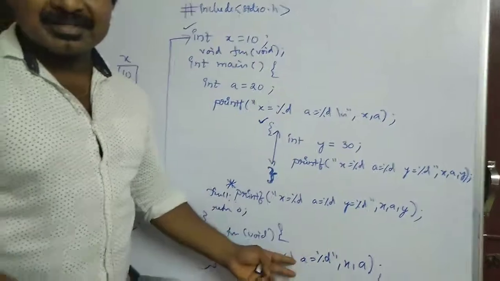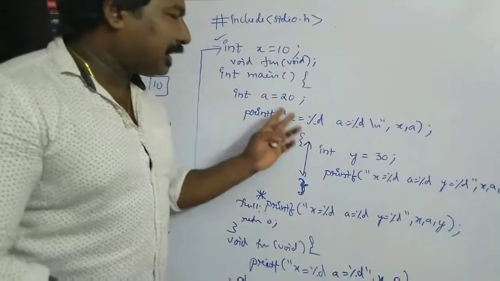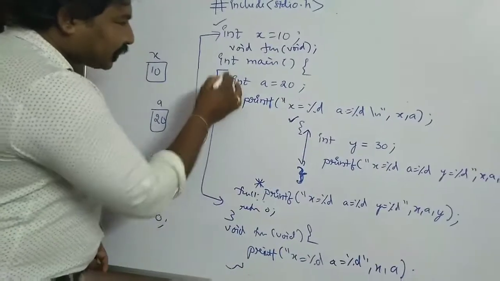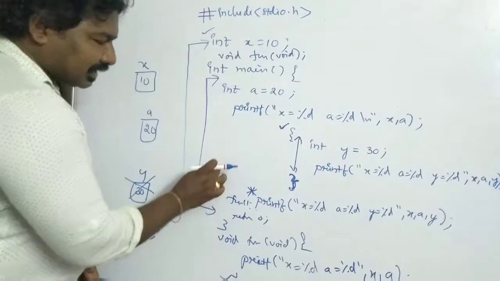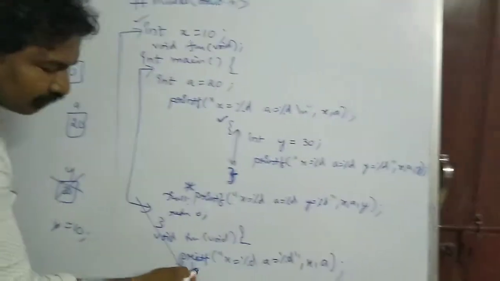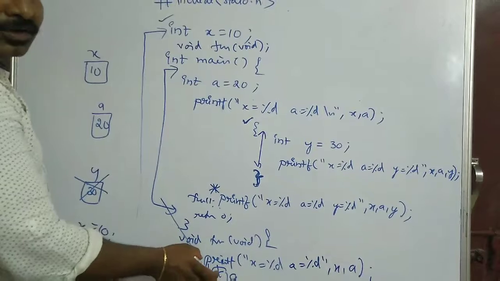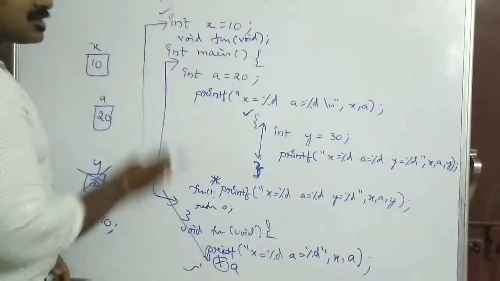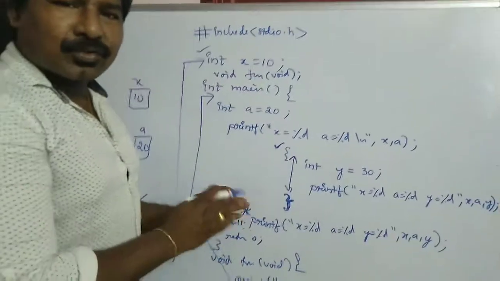What is a? A is a local variable to the main function. Okay, the scope and lifetime of the a will be from here to here only. Because this is a local variable of main function, a belongs to the main function. A cannot be accessed here. You cannot access a because a is not a global variable. But still you can access the value of the x because this x is a global variable. So this is how you can show the scopes and lifetimes of these variables.